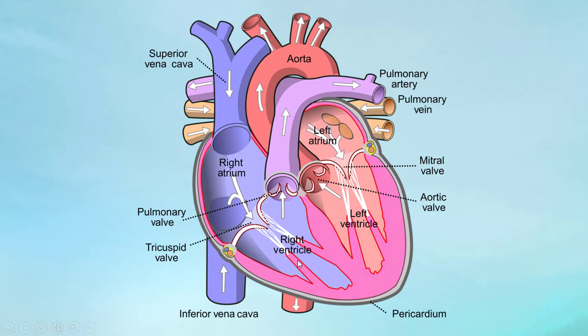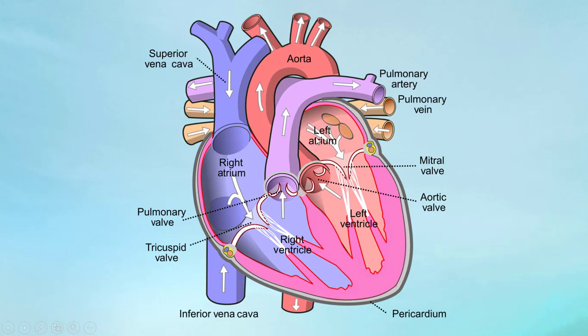From the right ventricle, this deoxygenated blood enters the pulmonary trunk through the pulmonary valve. From this pulmonary trunk, it enters the pulmonary artery to the lungs. Here in the lungs, this deoxygenated blood gets oxygenated, and from the lungs 4 pulmonary veins arise, and these 4 pulmonary veins enter the left atrium, carrying oxygenated blood.